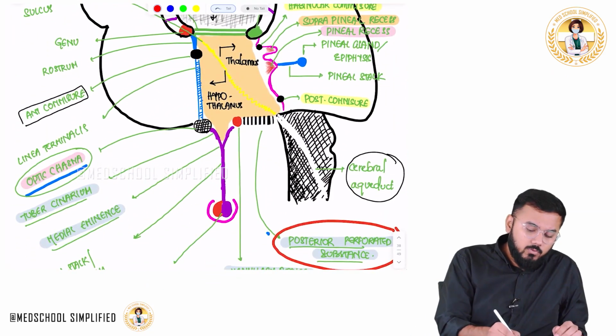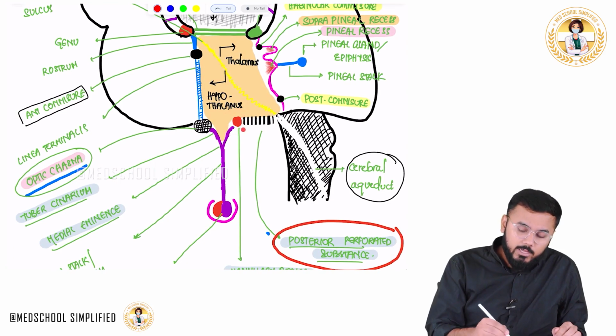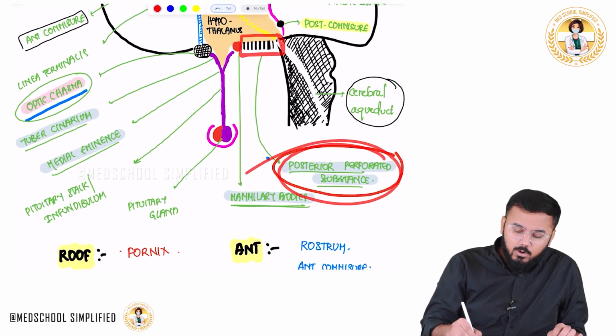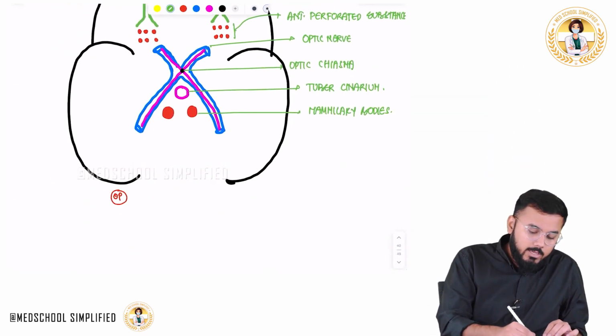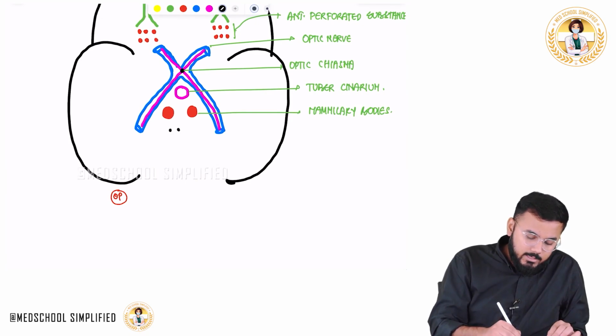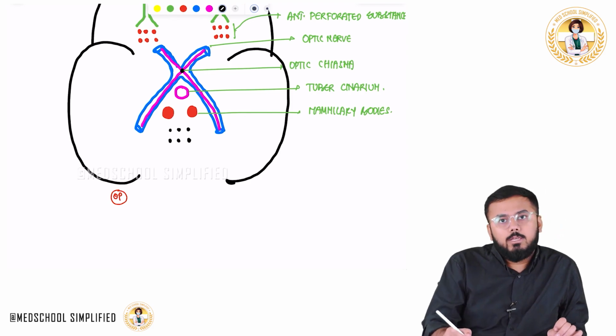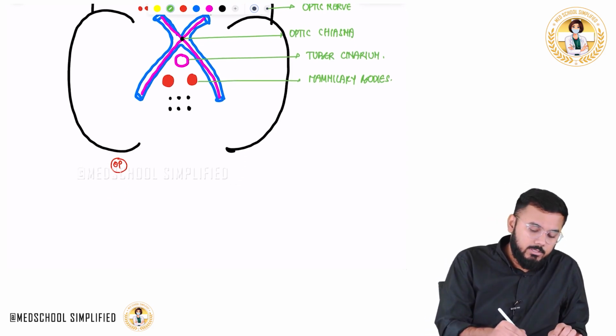Now let us see another thing. Behind the mammillary bodies, what do we have? If this is the mammillary body, behind it, these perforations, what are they? These perforations are called the posterior perforated substance. So behind the mammillary bodies we have structures like this. These perforated structures over here are called the posterior perforated substance.